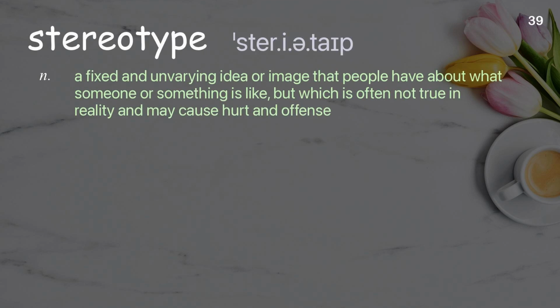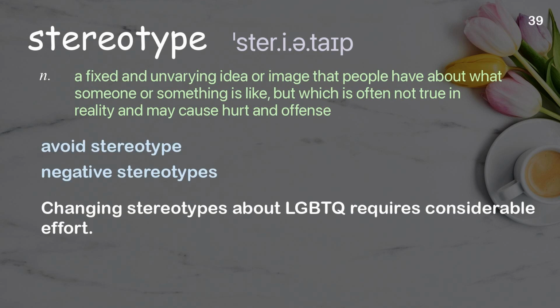Stereotype. A fixed and unvarying idea or image that people have about what someone or something is like, but which is often not true in reality and may cause hurt and offense. Examples: avoid stereotype, negative stereotypes. Changing stereotypes about LGBTQ requires considerable effort.